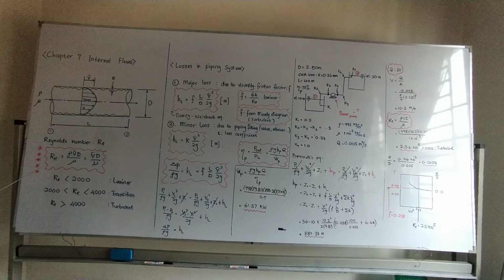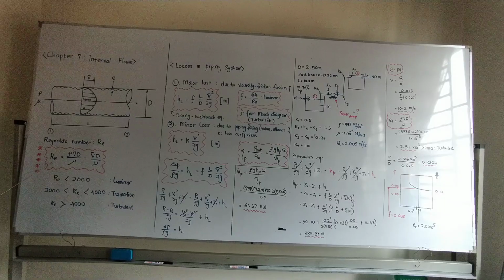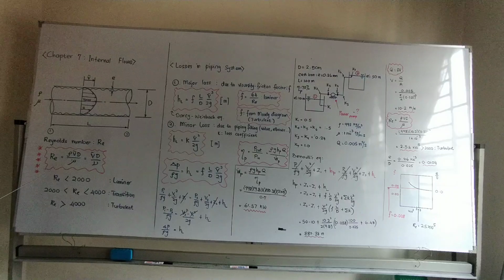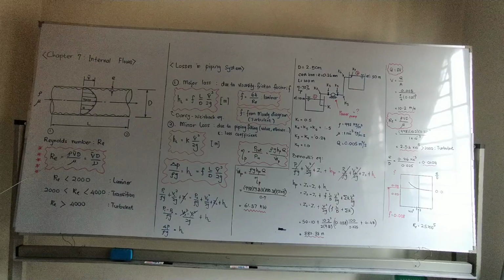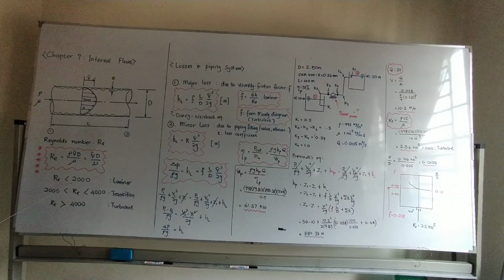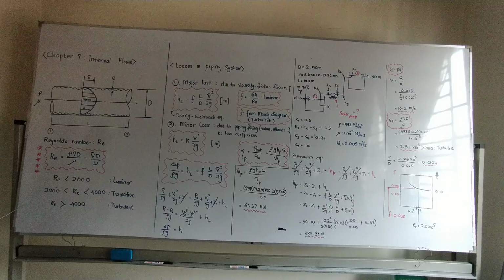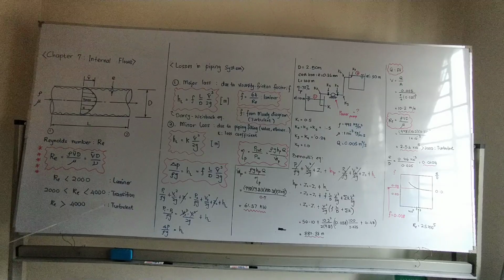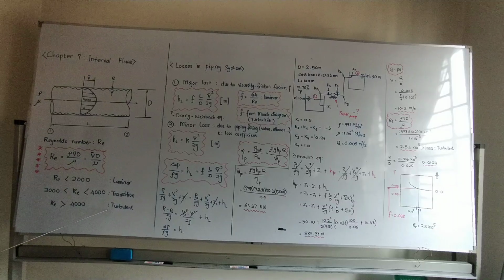We use the Reynolds number Re to determine the classification of flow, whether laminar or turbulent. The Reynolds number Re equals rho V d over mu, which is dimensionless, or equal to V d over nu, where nu is the kinematic viscosity, equal to mu over rho, viscosity over density. If the Reynolds number is less than 2000, the flow is laminar. Between 2000 and 4000 we call it transition, from laminar to turbulent. For Reynolds number greater than 4000, the flow is fully turbulent.